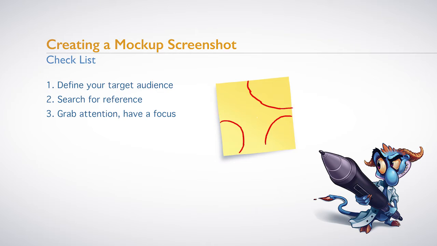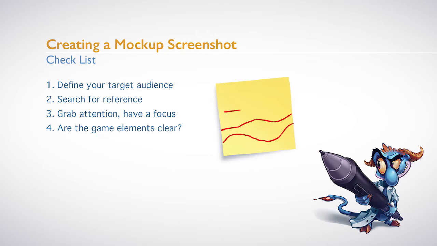3, when you make your screenshot, try to grab attention, have a focus. For example, if you're making a platformer game, why not have the character jumping in midair, picking up a coin, for example? So try to make it dynamic and interesting to look at.